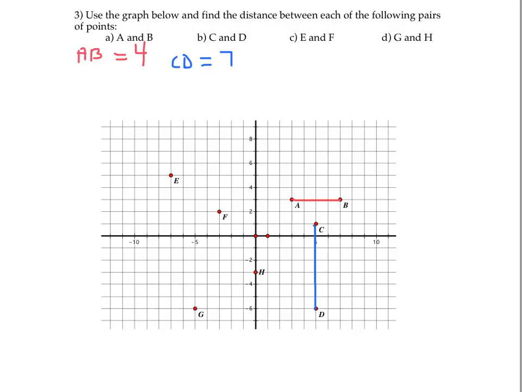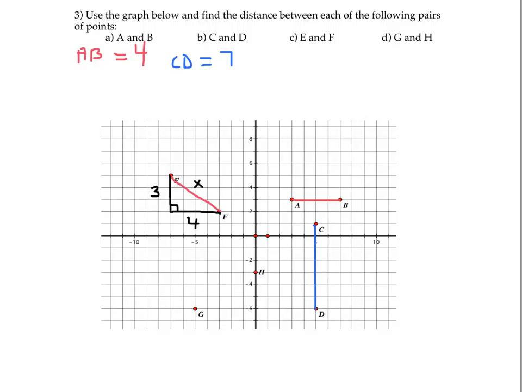Okay, in the next case, the distance between points E and F, well, notice that this is not horizontal and it's not vertical. What we can do in this case is turn this into a right triangle. So if we drop down this vertical segment, and then we draw in a horizontal segment, notice that we've created a little right triangle. Now we can use the Pythagorean theorem because we can count to find the lengths of these two sides, 3 and 4. And let's just call the distance, the hypotenuse, x.